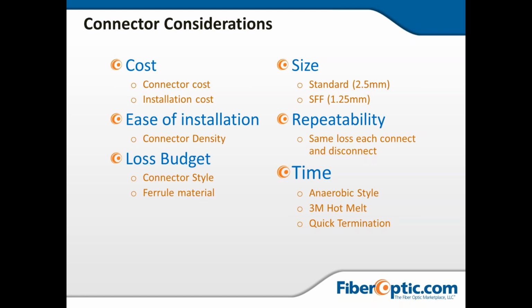So, repeatability. Getting the same loss each connect and disconnect is so important, and that once again ties to cost. If you're going to pay less for a connector, your repeatability is most likely going to go down because the connectors are not that much of a quality. If you're paying more money for a connector that has high quality and provides exceptional dB loss and allows you to repeat that, you're going to be paying money for that also.